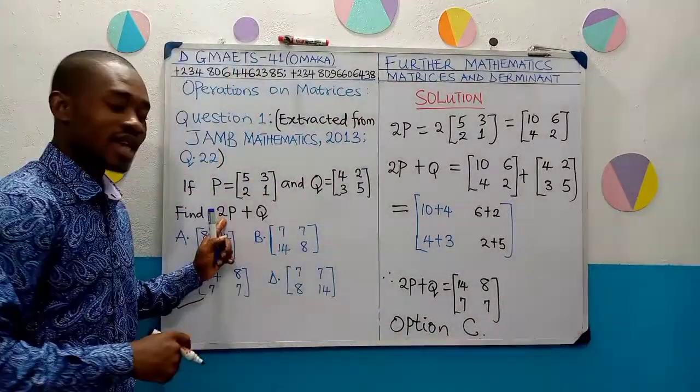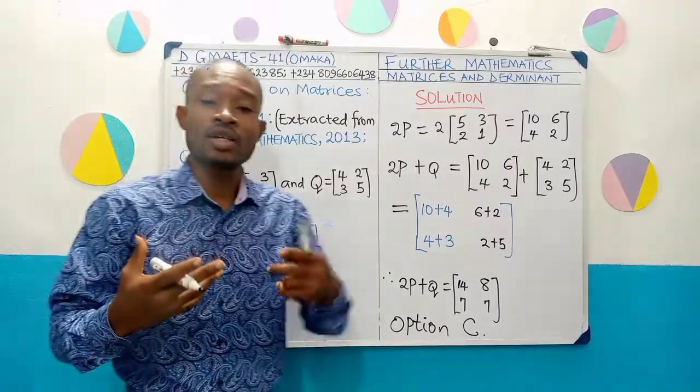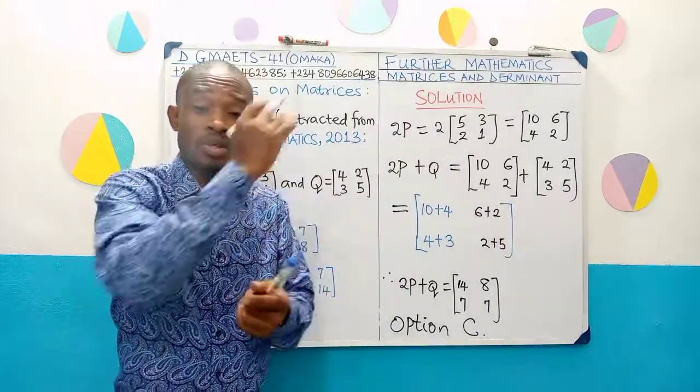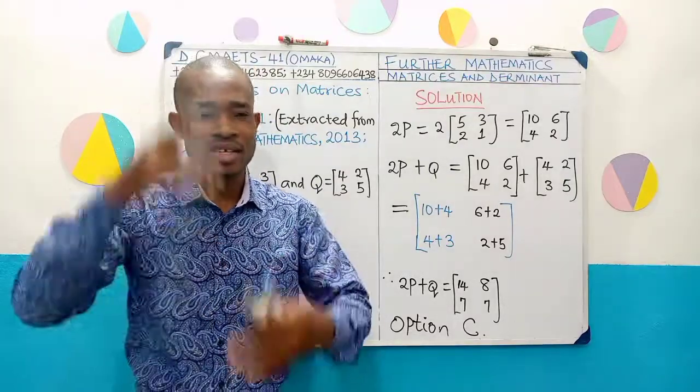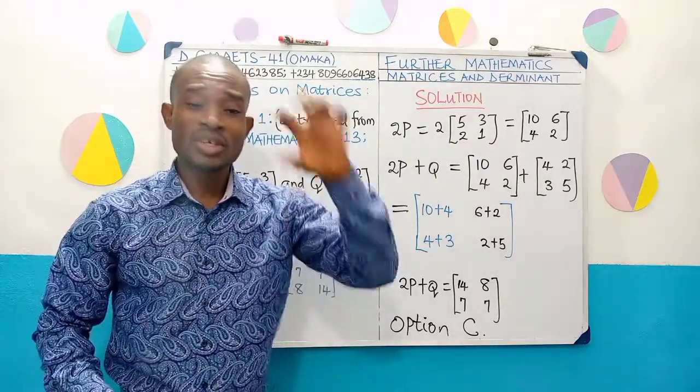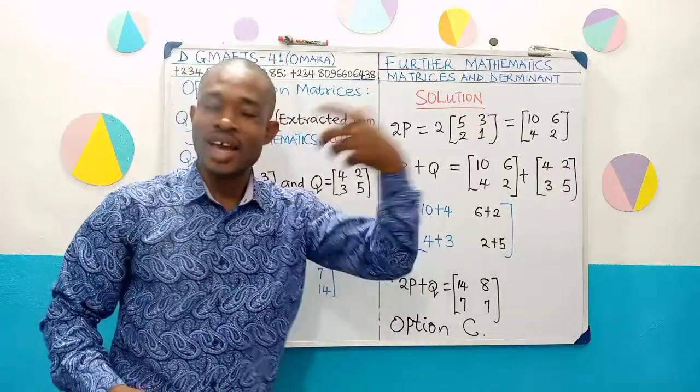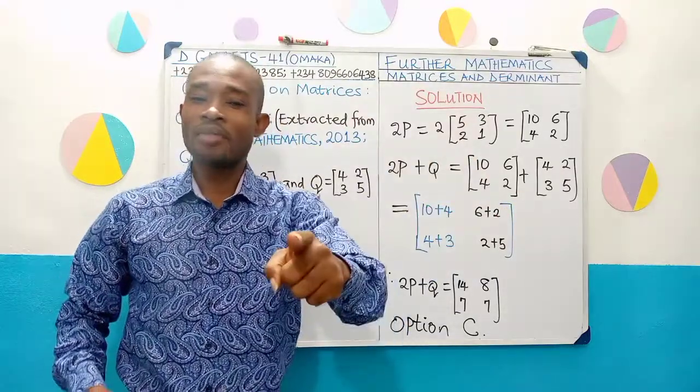Take note of what this scalar did. Anytime you're using a scalar to multiply, that scalar number will multiply each of the elements of the matrix. The same thing goes with division. I said that in a previous video. You can use a scalar to divide elements of a matrix.